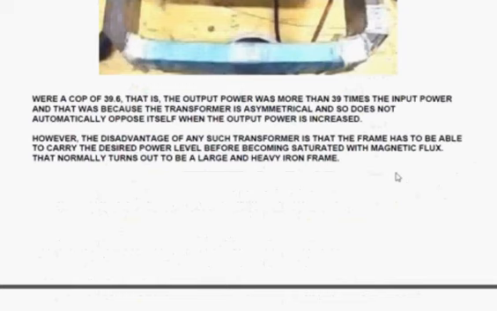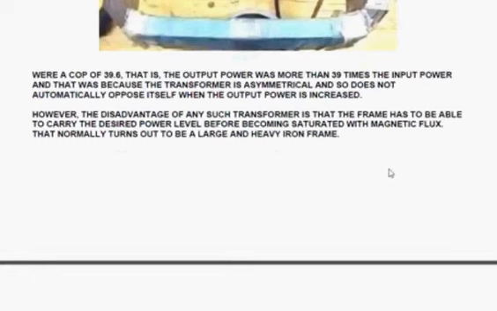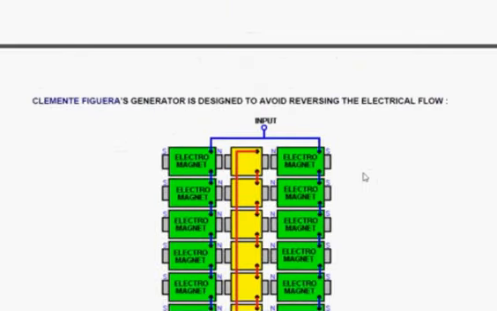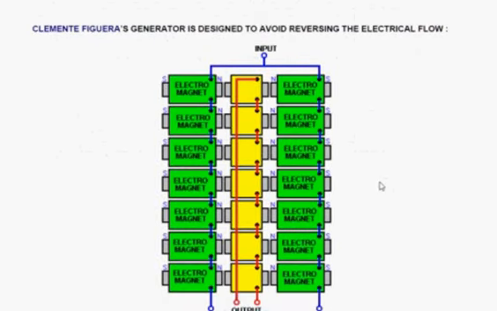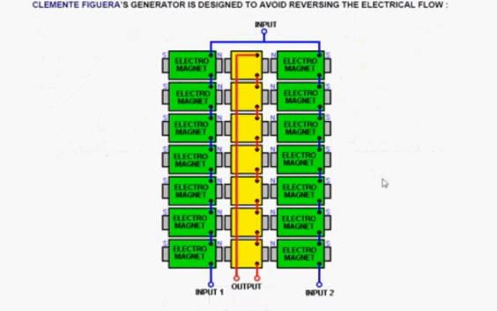And the snag with these things is that for the frame to be able to carry a large power level without getting saturated by the magnetic flux that you're using, you have to have a very large and very heavy iron frame. You'll notice that in the mains distribution systems, the sub-transformers are in their own separate building. Okay, leaving that and coming on. Asymmetrical is the important point in nearly all of these things.